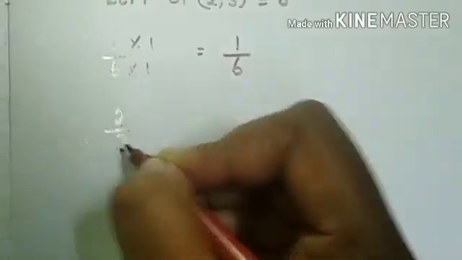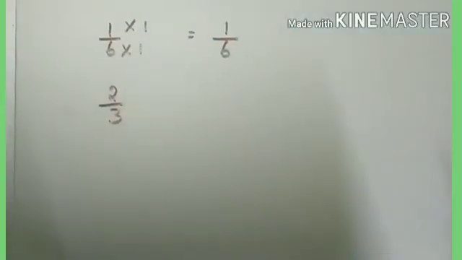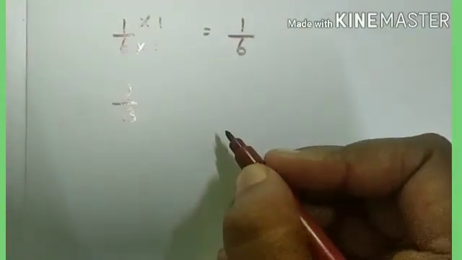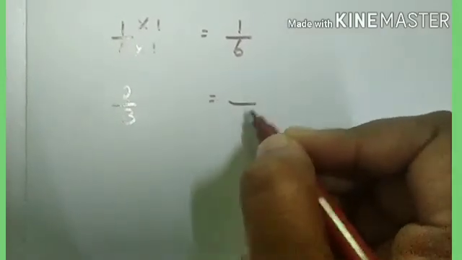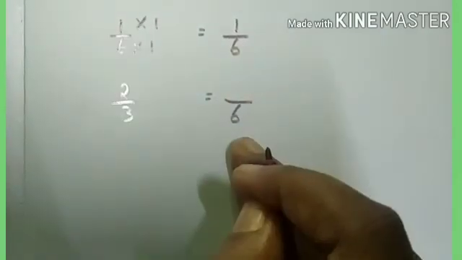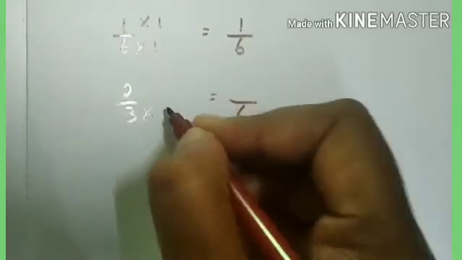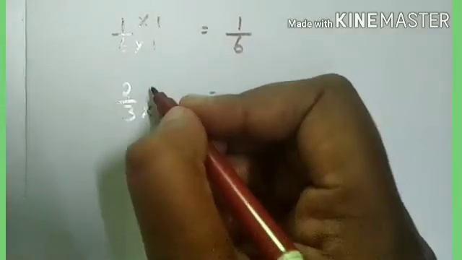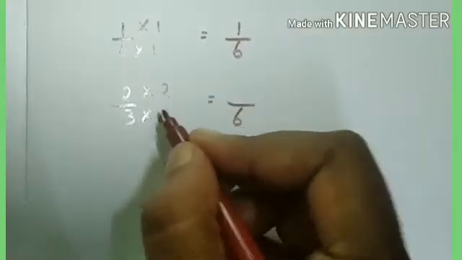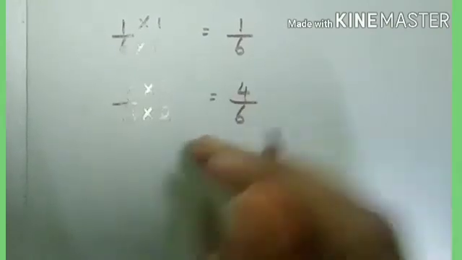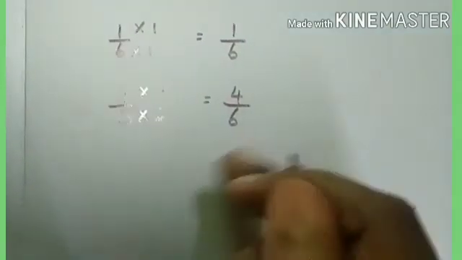Let's convert 2 by 3. What number should be multiplied by 3 to get 6? That is 2. 3 2s are 6. So multiply both numerator and denominator by 2. 2 2s are 4. 3 2s are 6.